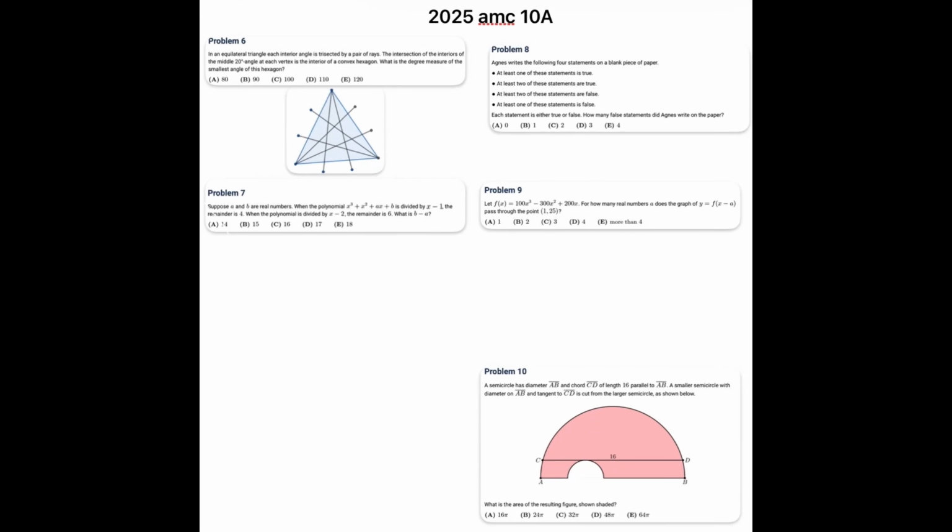Hello everybody, I am Ethan, and today we are going to do 2025 AMC10A problem 6 to 10, and my little sister is going to help with problem 8.